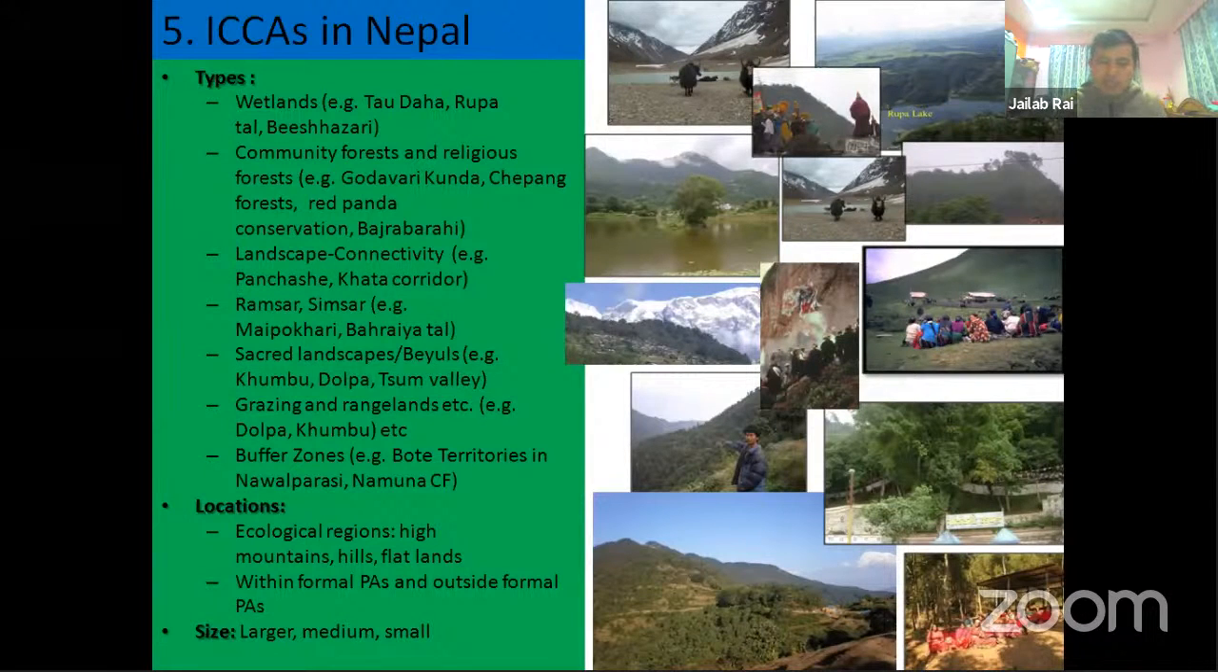In terms of locations, many of the ICCs are in the high mountains, some are in the hills, and some are in the flatlands. Many ICCs are inside the formally designated protected areas, and many may be outside of them. In terms of size, some territories are bigger, some are medium, and some are very small territories that the communities are managing. So these are the forms of ICCs that may exist in different parts of the country.